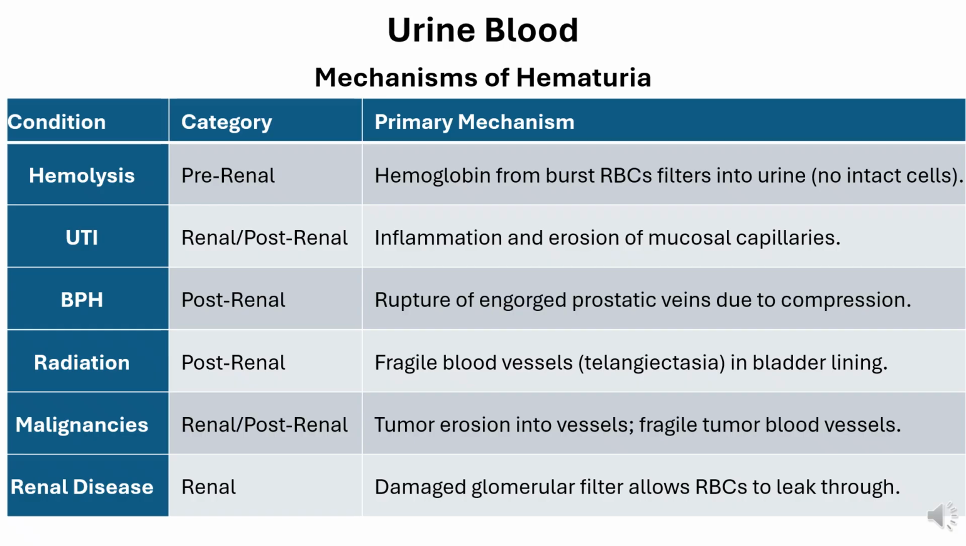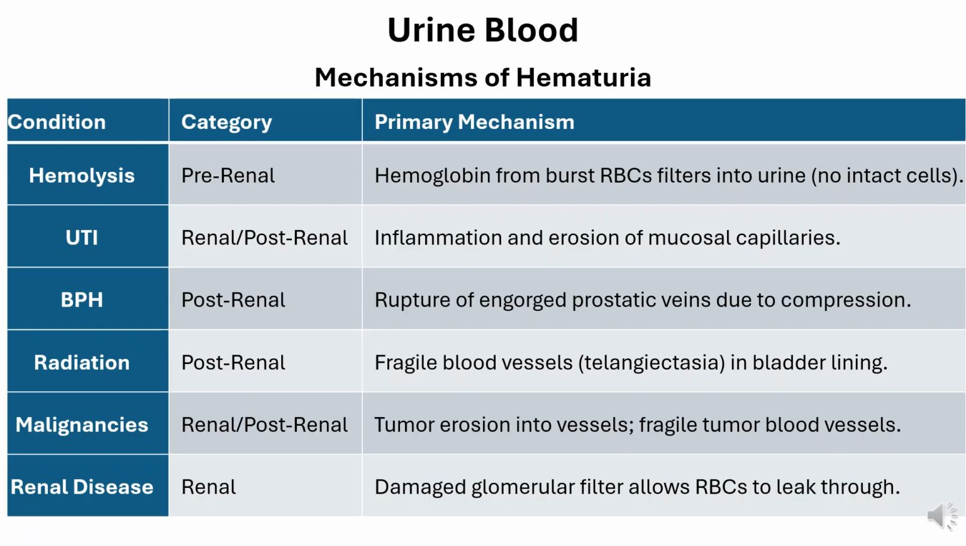3. Benign prostatic hyperplasia, BPH, is a postrenal cause. An enlarged prostate compresses veins on the surface of the prostate and bladder neck, causing them to become engorged and distended. When the patient urinates or strains, the pressure changes or physical force can rupture these veins, causing bleeding. It often presents as terminal hematuria, blood at the end of urination.